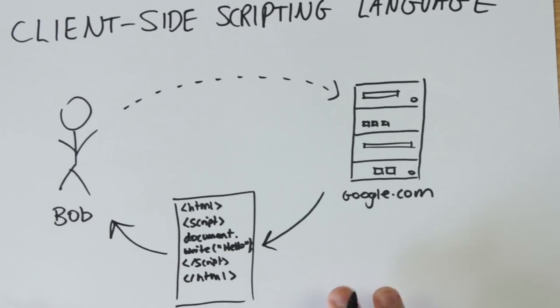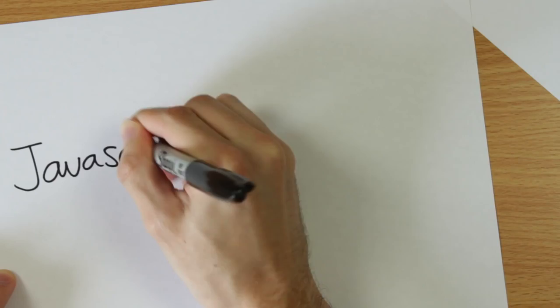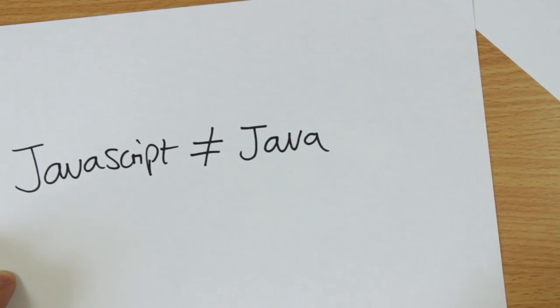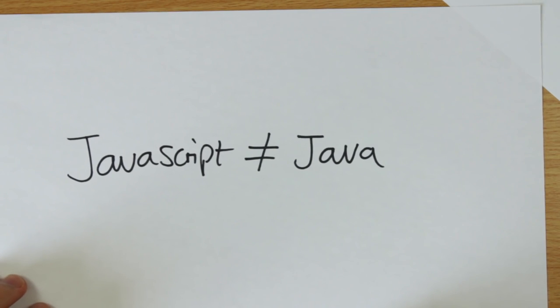output of the code. JavaScript is not Java, so don't get confused by that. Java is a different language. JavaScript has many uses, including form validation, effects on a web page, and interactive content.